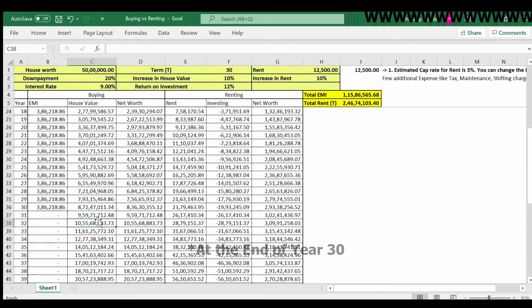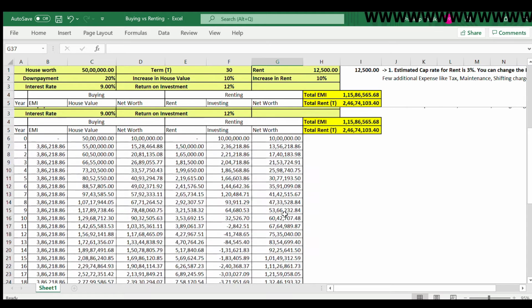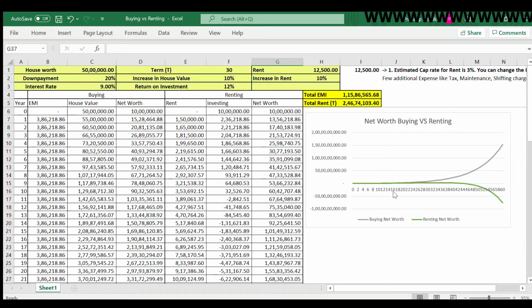So at the end of year 30, your house would have been worth around 9.59 cr, assuming a growth rate of around 10% per annum, but your investments would be worth only 3 cr. So in this situation, it makes clear sense to buy a house instead of renting it, at least in terms of financial sense. And the other topics, as I mentioned earlier, we'll be discussing in part 2 of the video.